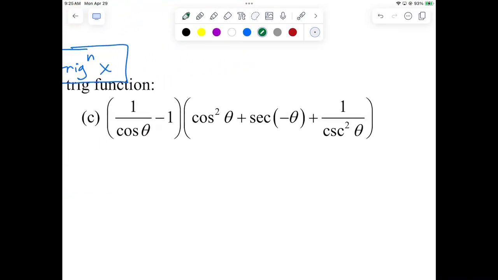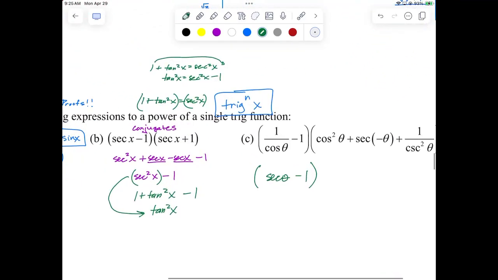Oh, crap. Look at this guy. Bully. What's the first thing you might notice here? 1 over cosine of theta. We haven't worked with fractions at all so far on these simplifying ones. In fact, when we turned them into fractions, it looked like it was going in the wrong direction. So is there anything I could do in the first one to get rid of the fraction? What's 1 over cosine also called? That's secant. So I can call that secant theta minus 1. Very similar to the previous one, right?